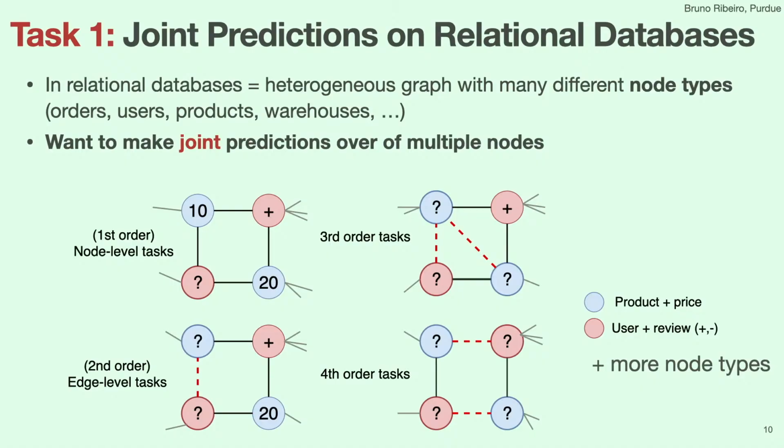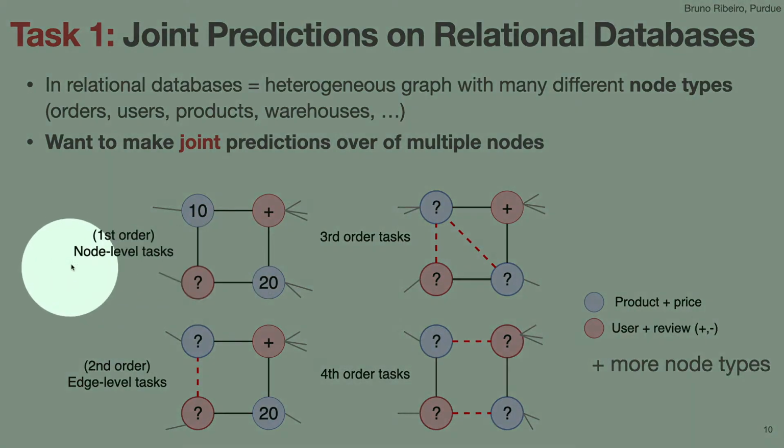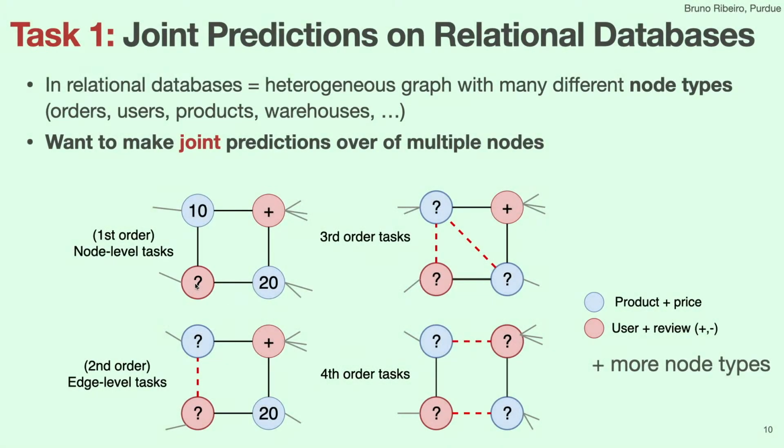The first task is, if you think about the relational database, there are a lot of joint predictions that we want to do. So there are tasks like this, which are node level tasks, right? We predict something about the user. These are products with prices, and these are reviews, users and their reviews, right? Positive or negative. So a node level task is a task just of one node, and we are going to call it first order task.